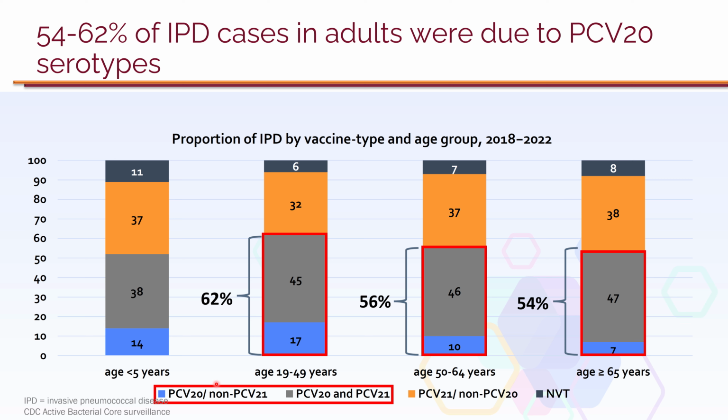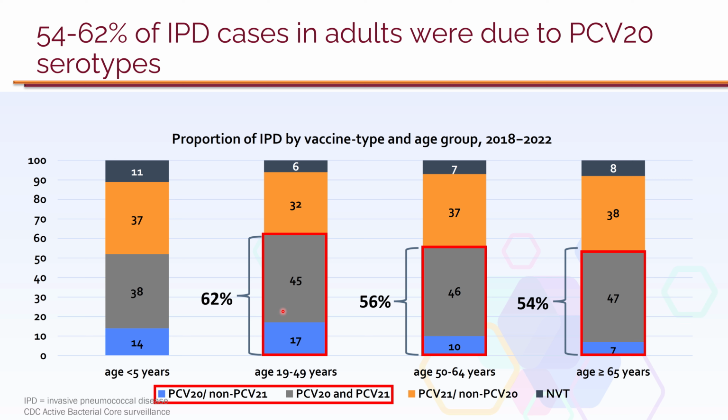And here's what I mean. When you see this, we're looking at different age groups. So we're looking at what percentage of invasive pneumococcal disease is due to specific serotypes. The blue is what's included in PCV 20 but not in PCV 21, whereas the gray is common in both PCV 20 and PCV 21, and then orange is included in PCV 21 as new and is not in PCV 20.